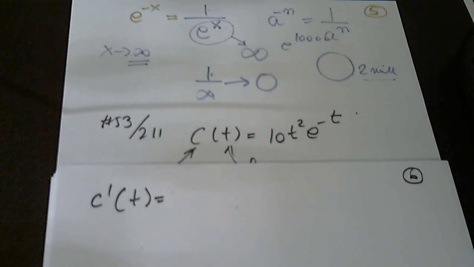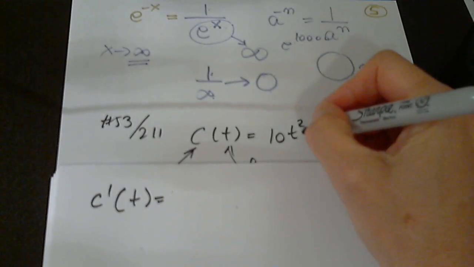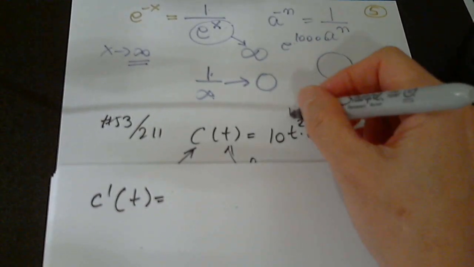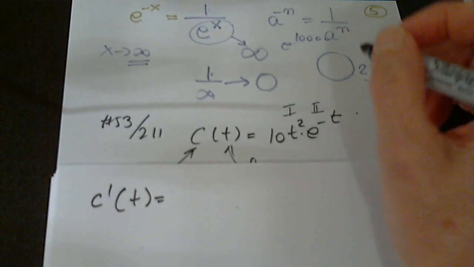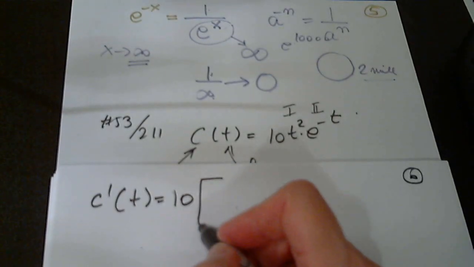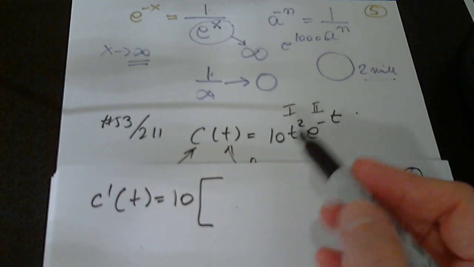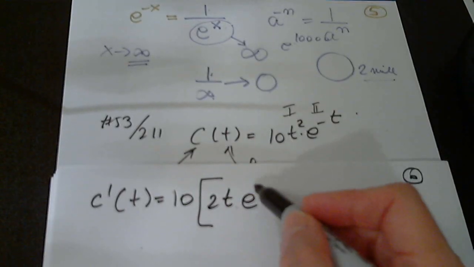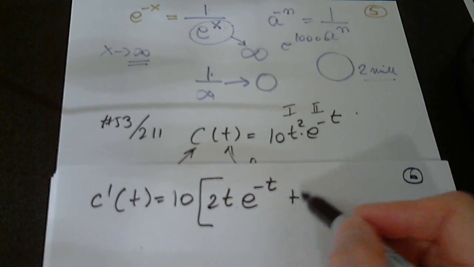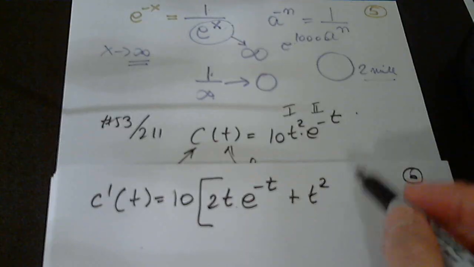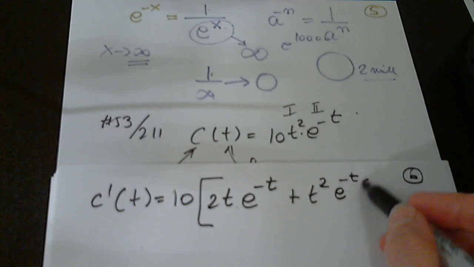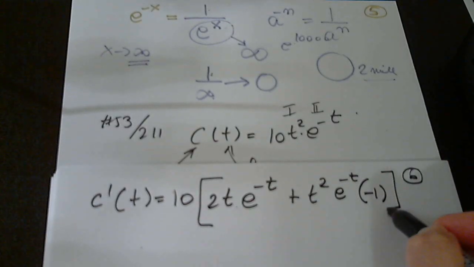Negative t. And yes, I will apply the power rule for t squared. But first of all, I have to identify that these are two different functions, function 1 and function 2. So we keep 10 outside. We differentiate t squared to get 2t times e to negative t plus t squared e to negative t times the inner function prime.